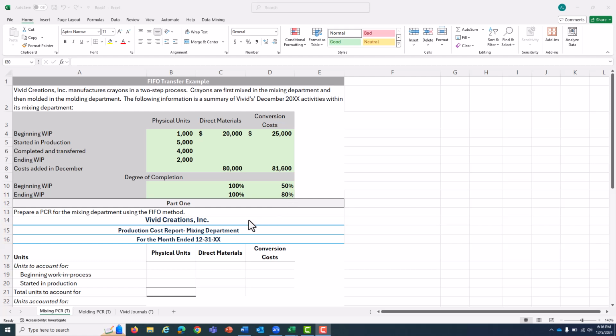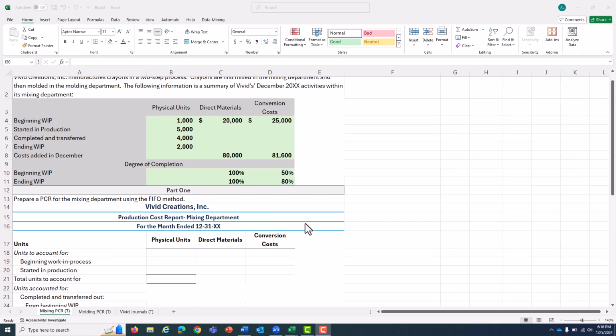We need to make a PCR, a production cost report, for this mixing department to figure out what portion of all of the costs that went through this department are going to get transferred off to the second phase of production, the molding department, and what portion are going to stay here in this department's ending WIP.